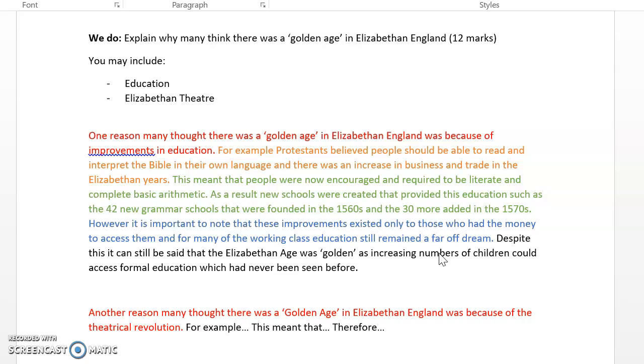There were noticeable educational improvements in the Elizabethan age, but this was mainly only for the rich or people who had the money to access this. So for the peasants or for the working class, they wouldn't be able to access this type of education. And I've included that as this is for your grade 7, 8, and 9, just to include this extra information. And lastly, this is my link sentence, beg your pardon. So this is why I would say that there was a golden age in education.